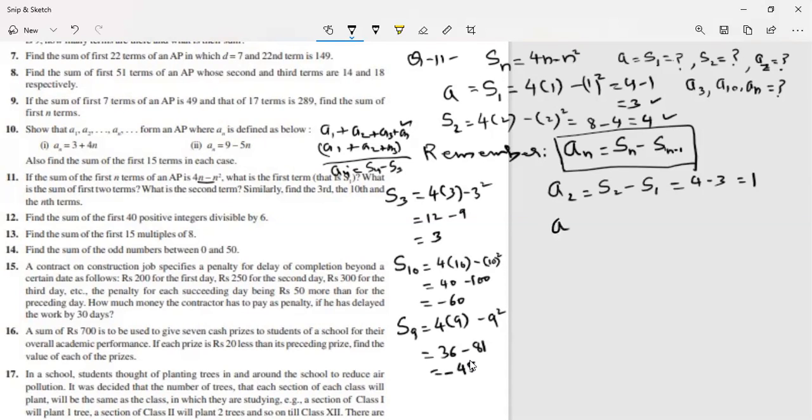Now we can find A3. In this formula, put n is equal to 3. A3 will be equal to S3 minus S2. S3 is 3 and S2 is 4. 3 minus 4 is equal to minus 1. So A3 is equal to minus 1.